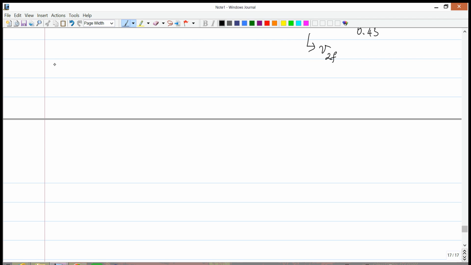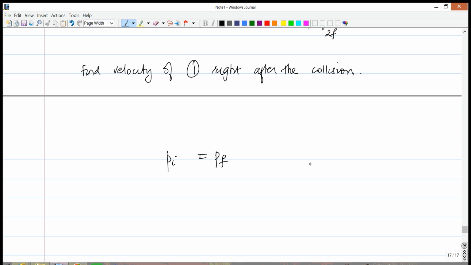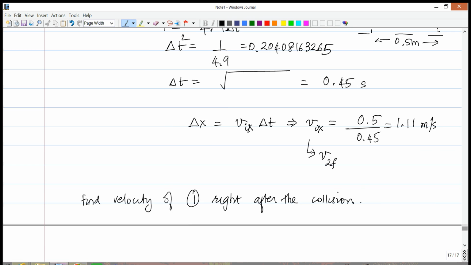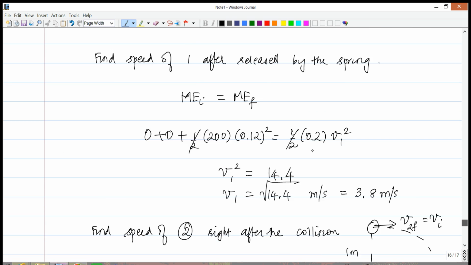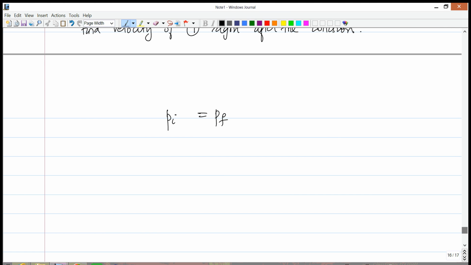Okay, so now find the velocity of block 1 right after the collision. So we can figure this out now. And for the collision, we're going to use pi equals pf. And what we know is the velocity of block 1 right after being let go by the spring, which is 3.8. And we know the velocity of block 2 in the beginning.